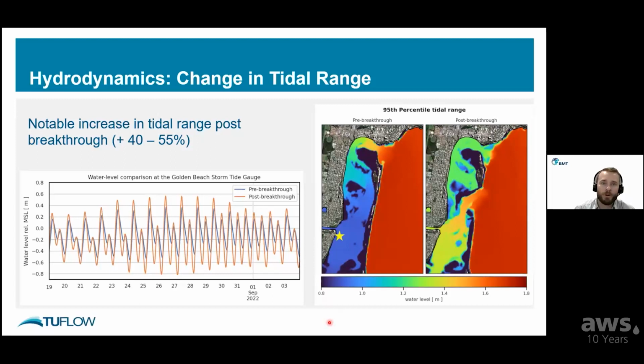The map on the right shows this change in water level range spatially. In this case, the colors represent the 95th percentile tidal range. Red indicates a larger tidal range and blue is a lower tidal range. Pre-breakthrough, the tide signal was very attenuated coming into Pumice Stone Passage, so parts of Pumice Stone Passage received significantly lower tidal range than the open coast. Whereas post-breakthrough, this has changed, and now parts of Pumice Stone Passage are receiving larger tides that they never had to deal with earlier.